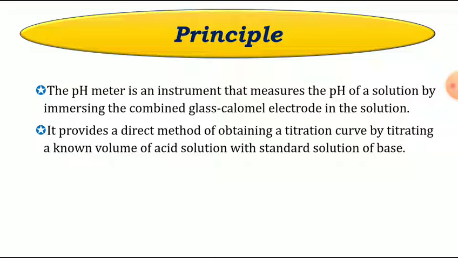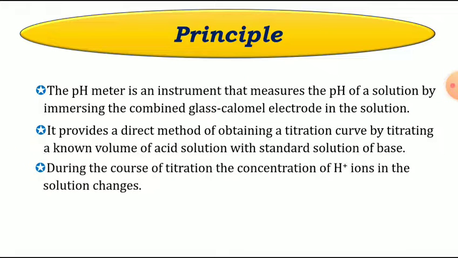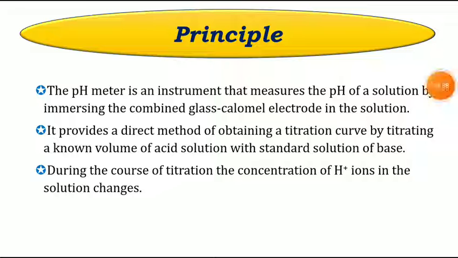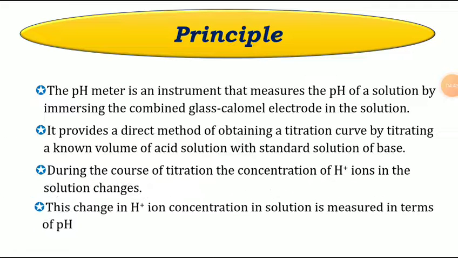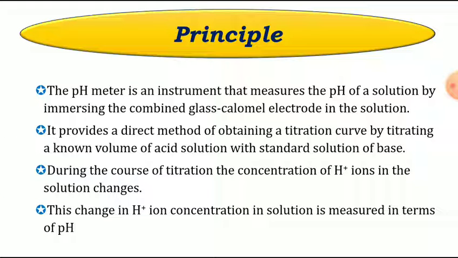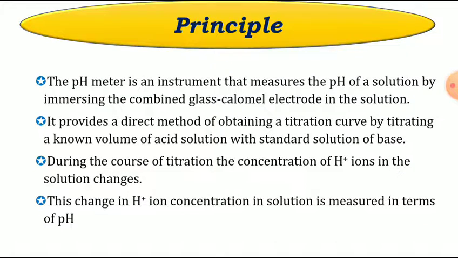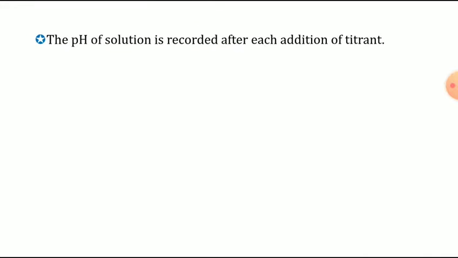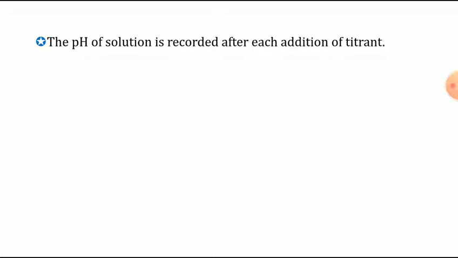It provides a direct method of obtaining a titration curve by titrating a known volume of acid solution with a standard solution of base. During the course of titration, the concentration of H+ ions in the solution changes. This change in H+ ion concentration in solution is measured in terms of pH. So the solution pH is recorded after each addition of titrant.